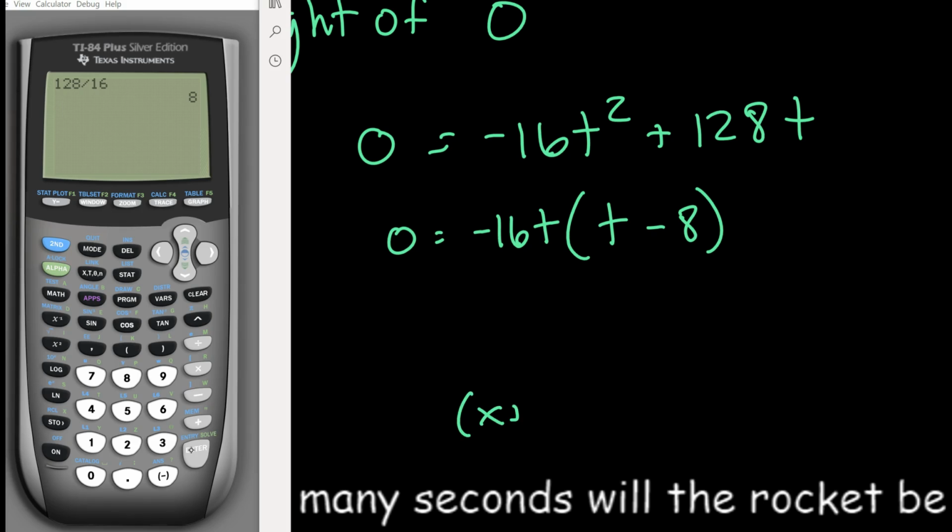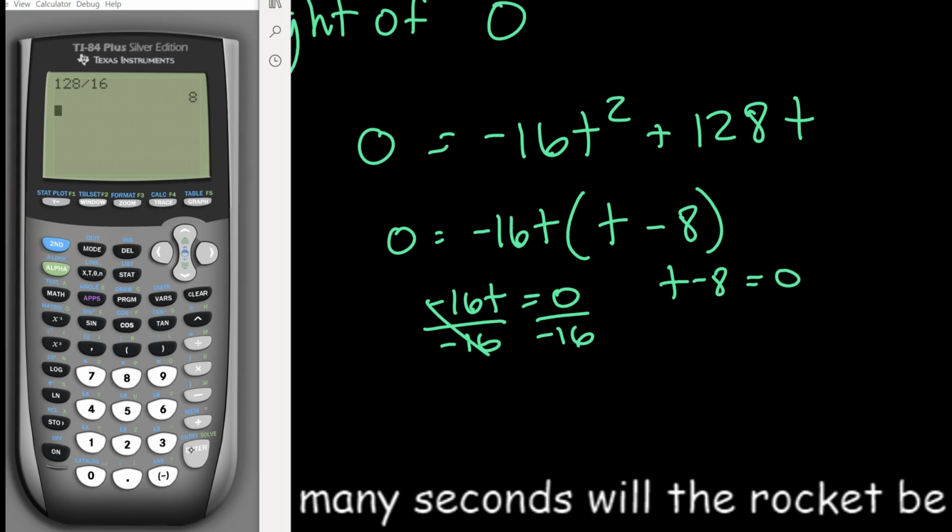If I had this, how would I then find the solutions? We're not trying to find the equation, we're trying to find the solutions. Set each one equal to 0. Same thing here. I'm going to set negative 16t equal to 0 and t minus 8 equal to 0. So I divide by negative 16 to get it off of the t, and what is my first solution? 0, right? At time 0, the height is 0. That makes sense.